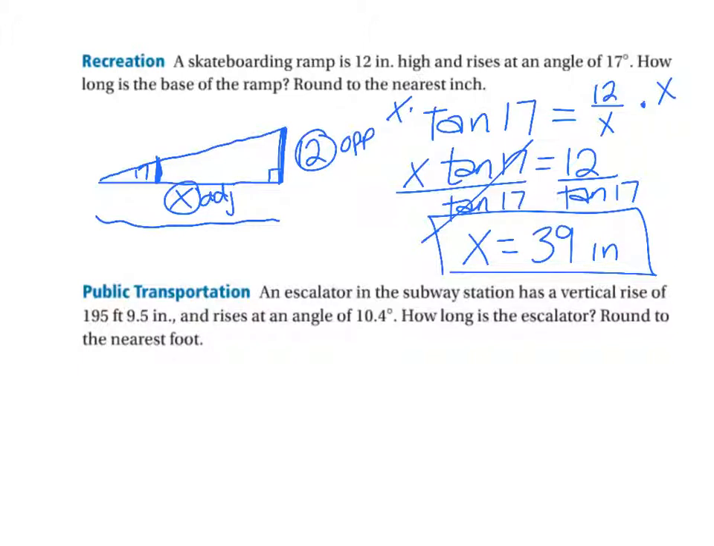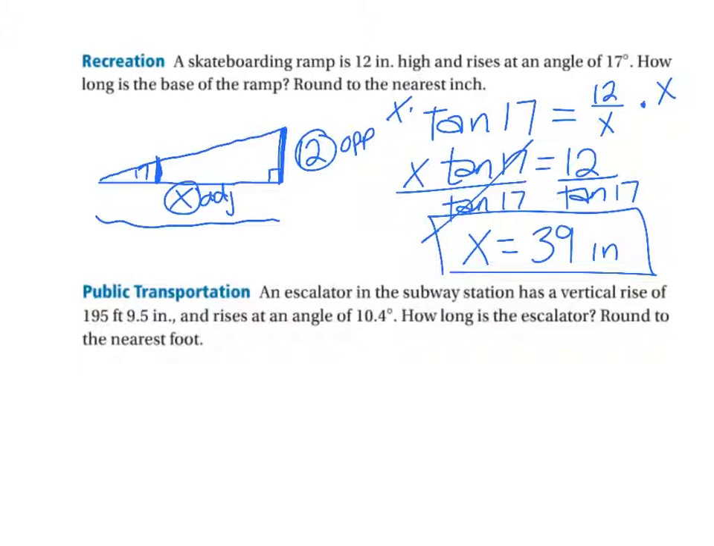Okay, let's try again. An escalator in the subway station has a vertical rise of 190 feet, 9.5 inches. Ooh, that's weird. Okay, and rises at an angle of 10.4 degrees. How long is the escalator, rounded to the nearest foot?